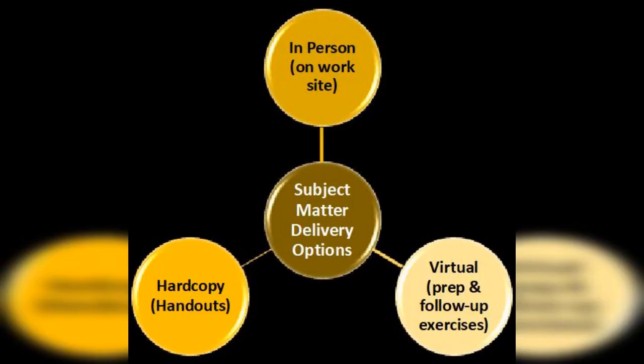Next, we will discuss the different delivery options now that you've identified a listing of specific subject matter that you'd like to cover with the students and the phases of a job shadowing program. We have identified 3 main categories of delivery options: in person, hard copy, and virtual.